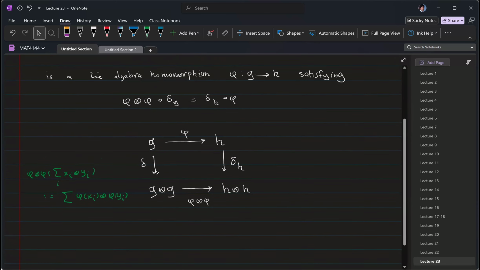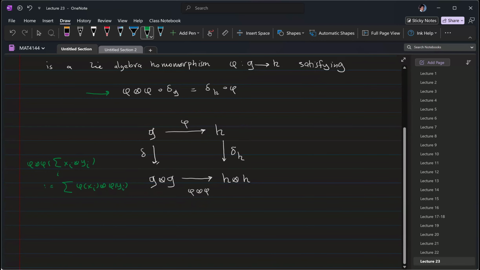Okay, and now this relation up here basically says that this diagram commutes. If you first apply phi and then delta H, it will be this side, and if you apply it the other way around, it will be this side. Okay.